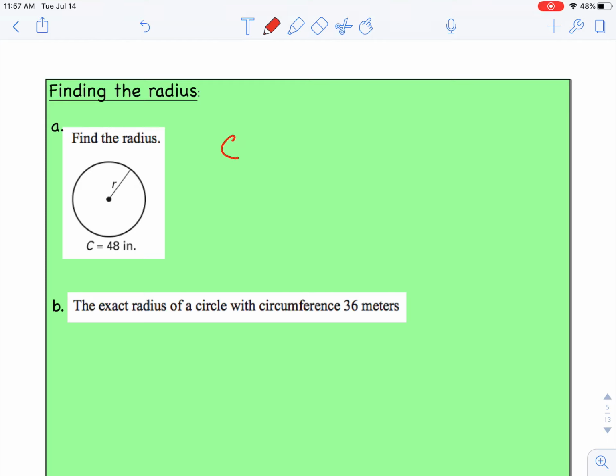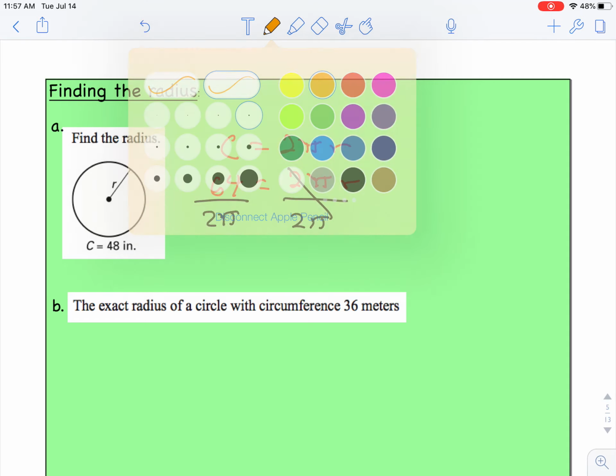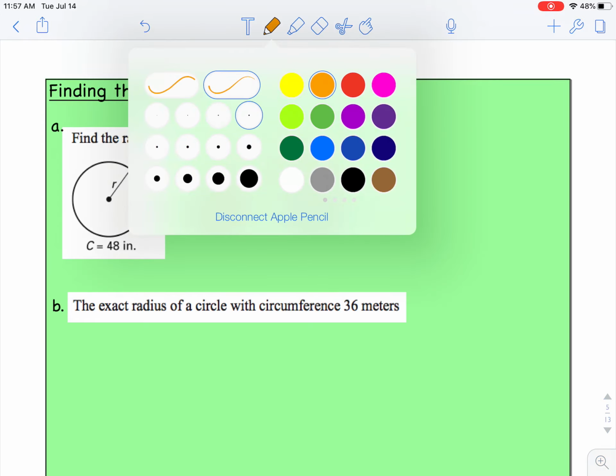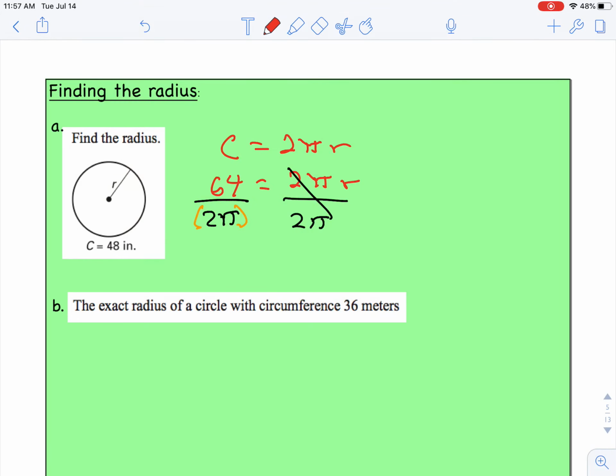Here's some problems where we're going to be working backwards. This time it gives us the circumference, and they want us to find the radius. So again, circumference equals 2 pi r. Fill in your circumference of 48. That's equal to 2 times pi times r. To solve this, you're going to divide by 2 pi. And when you divide this on your calculator, you have to make sure that you put the 2 pi in parentheses. Some calculators might calculate it correctly without doing that, but a lot of times you are going to need to do that.